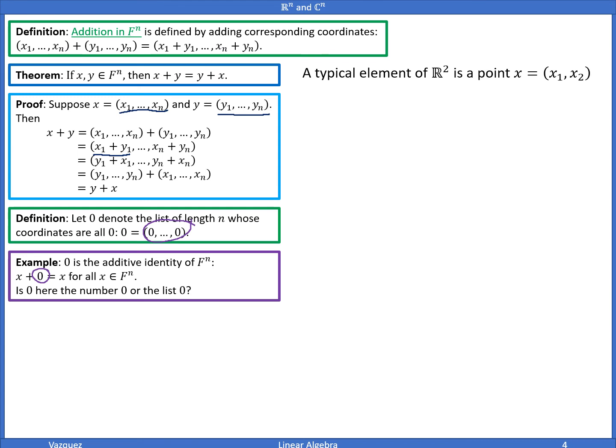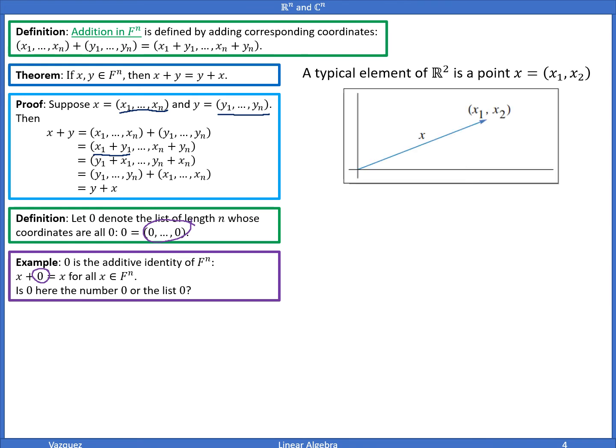Okay, now to go to the visuals. We know that a typical element of R2 is a point, right? An ordered pair, x1, x2. Sometimes you know them as x comma y. In this case, it's x1 comma x2. And that point, we have it right here. Now, when you see an arrow, we call that a vector, right? And a vector is just an arrow of some length starting at the origin, ending at that point, at that ordered pair. This is in R2. So that's what a vector is here.